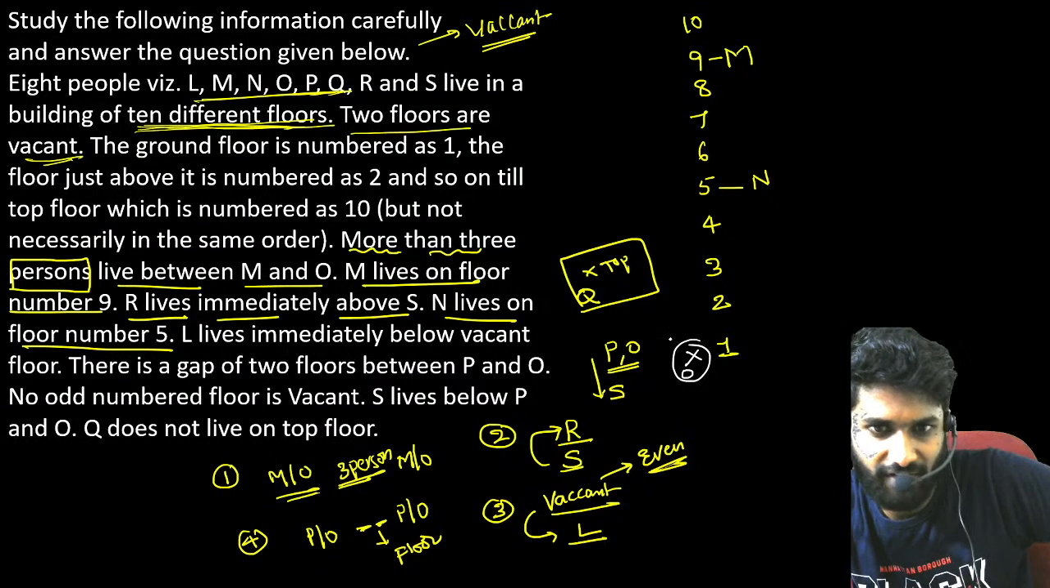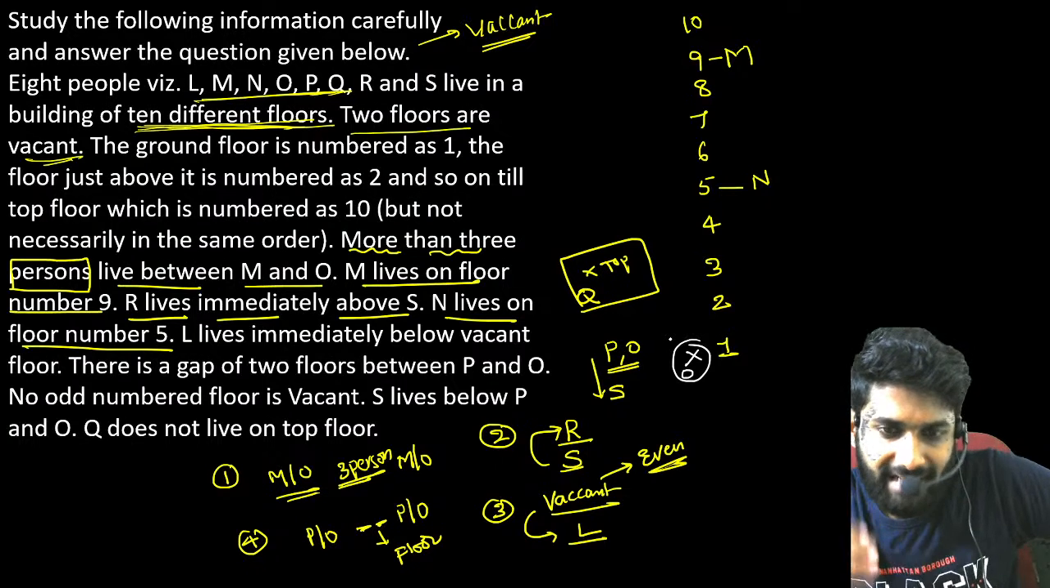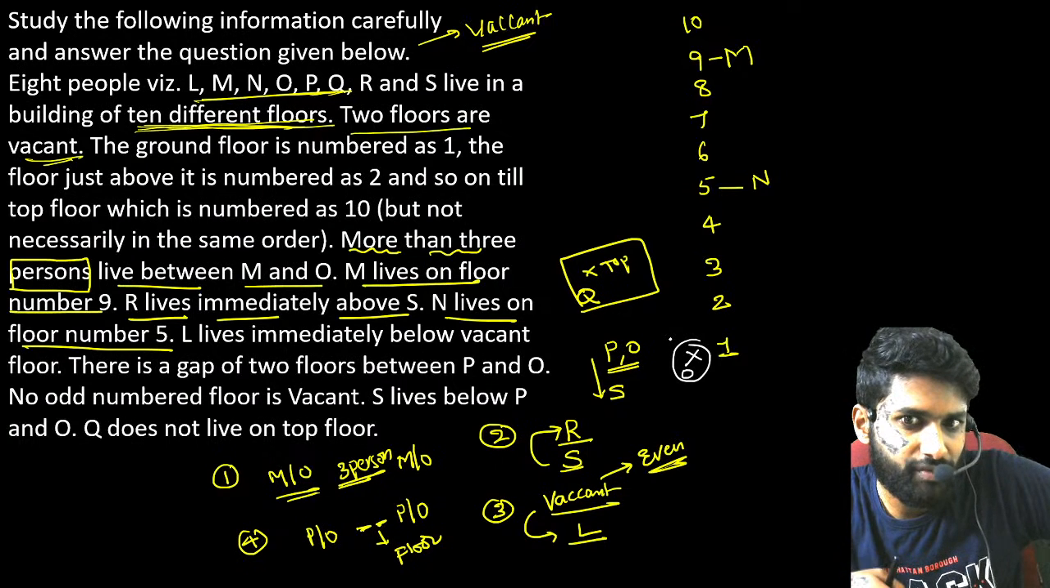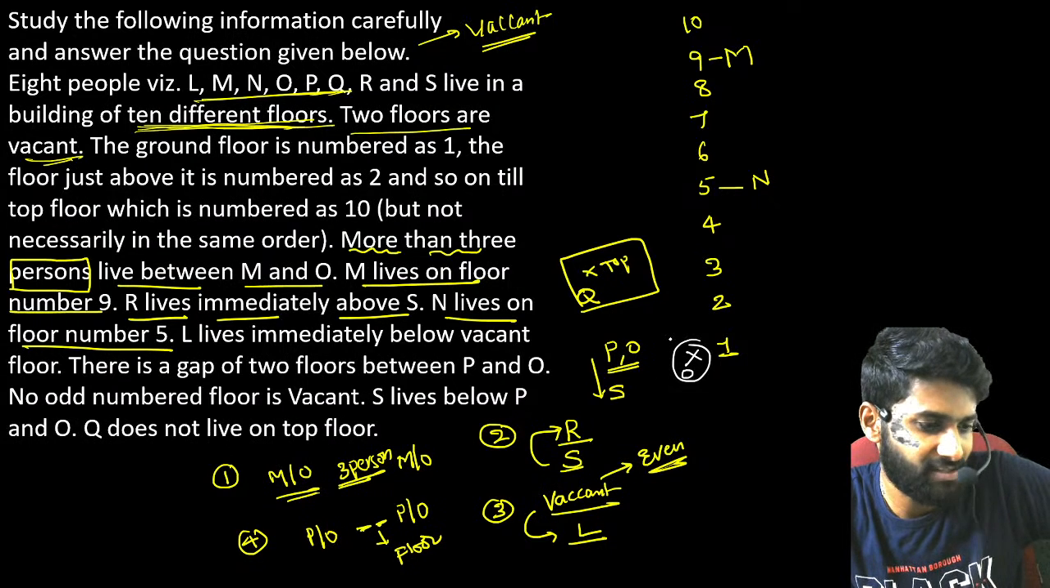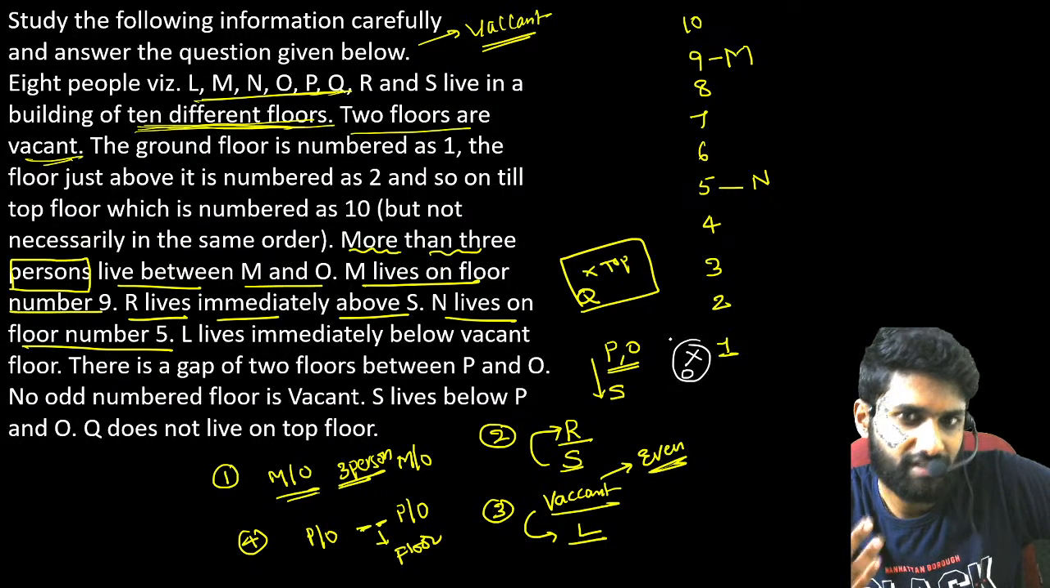We can't place O on the first floor. Why? S lives below P and O. So S lives below P and O means definitely there is a person below O, and there is also a chance of S. So definitely we can't place O on the first floor.